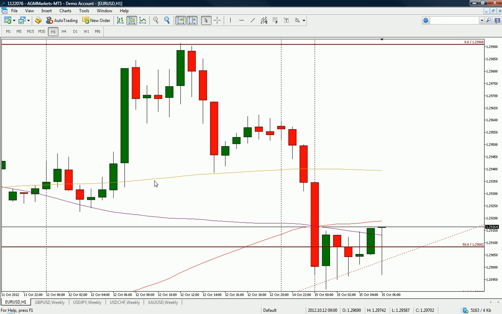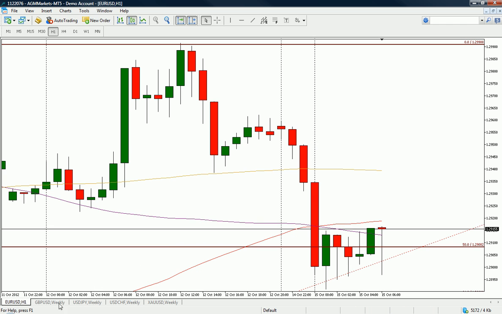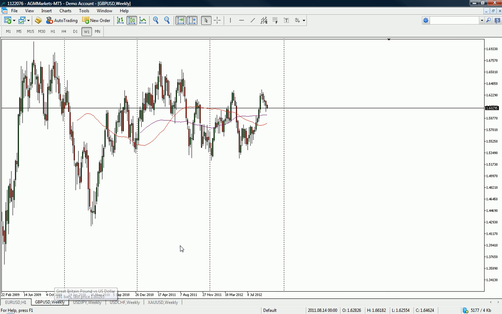We're getting quite a few bulls coming in, especially on this candle here. It really is reversing currently, so interesting one to see there. Okay, let's have a look at the cable chart.